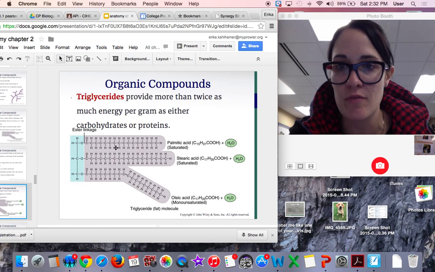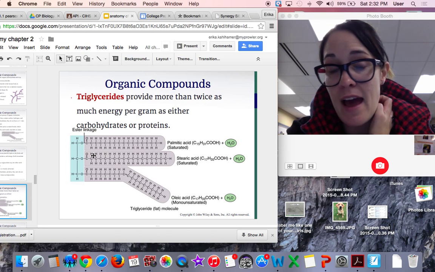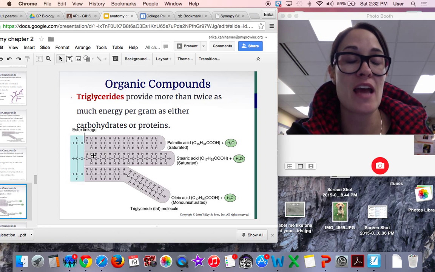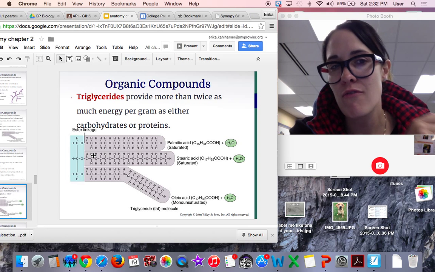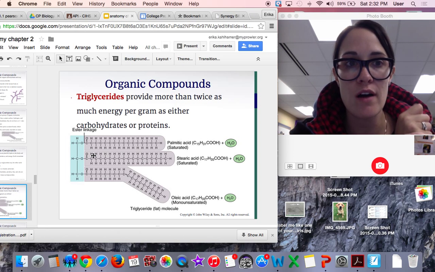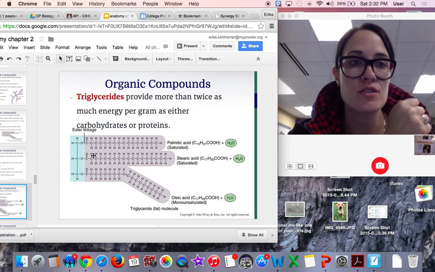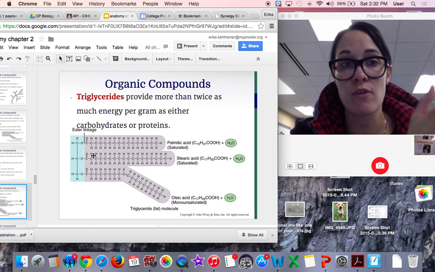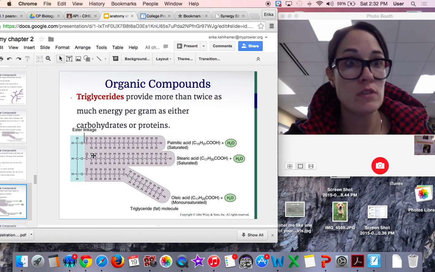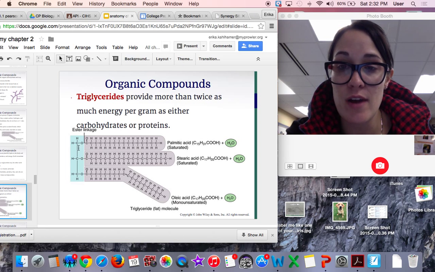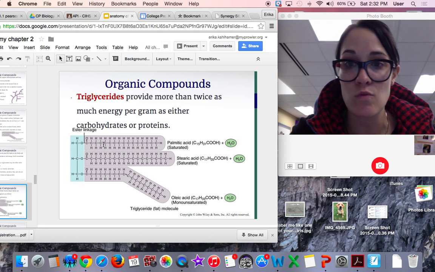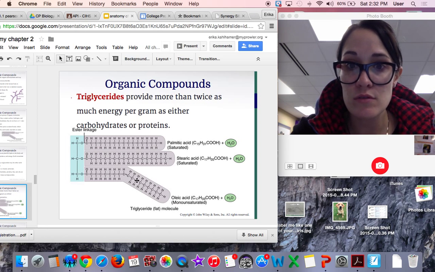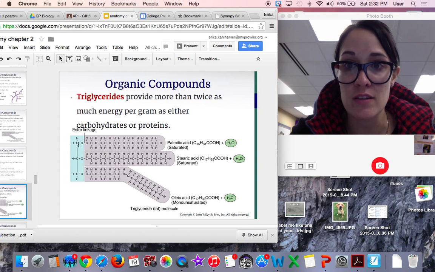Triglycerides, here's an example of what it looks like. They actually contain twice as much energy per gram as carbohydrates and proteins. Fats are good. You want fats in your diet. You just don't want too much of the wrong type of fat or only fat. So here is a triglyceride. Tri, like a triathlon, that means there are 3 fatty acids. 1, 2, 3. And it also has what's called a glycerol portion.